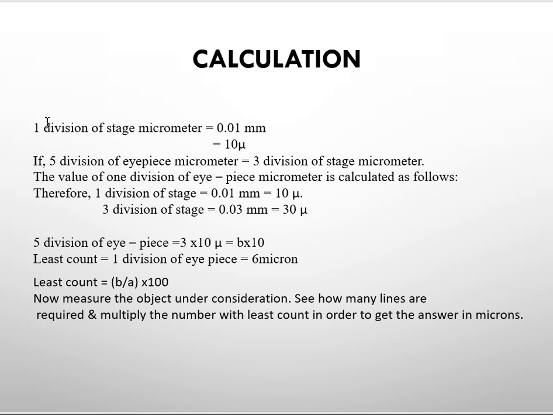Okay, calculations you can see here. One division of stage micrometer is 0.01 mm, that is 10 microns. If 5 divisions of eyepiece micrometer are equal to 3 divisions of stage micrometer, then the value of 1 division of eyepiece micrometer is calculated.